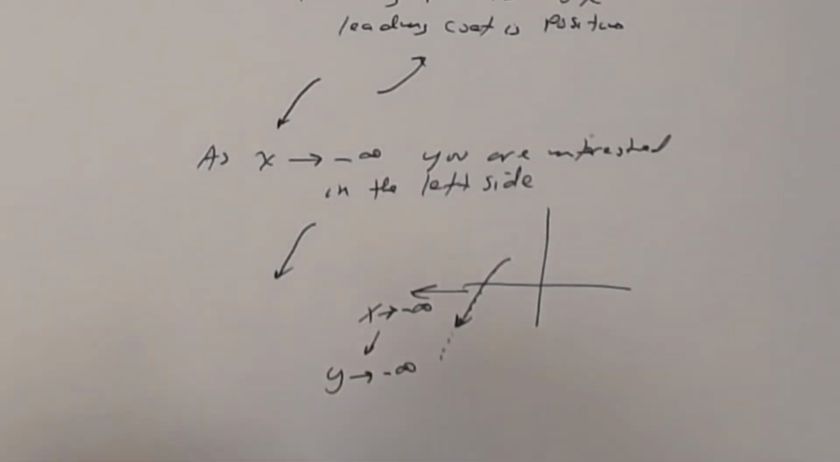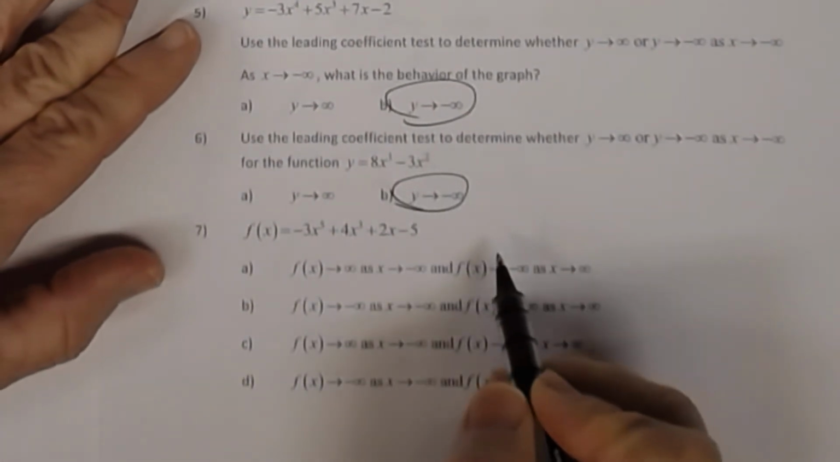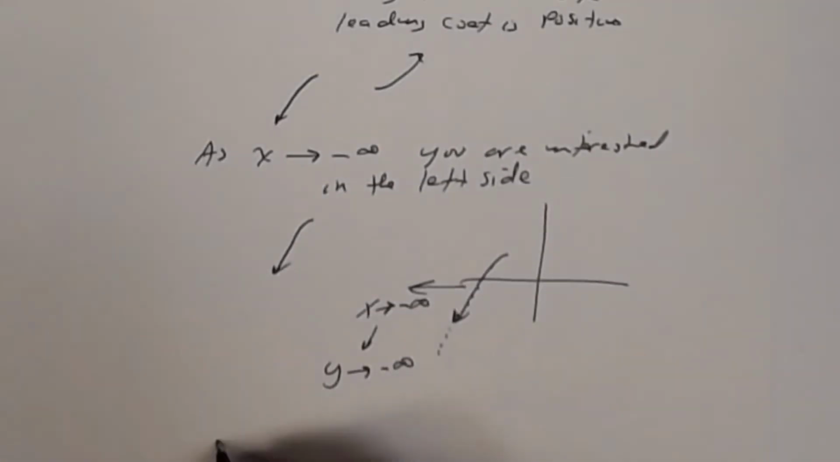Okay. So that was number 6. So let's go back to the problem. As x approaches negative infinity, on the left side, your y values are approaching negative infinity. So that's going to be this one as well. Okay? So the answer for 6 is B.